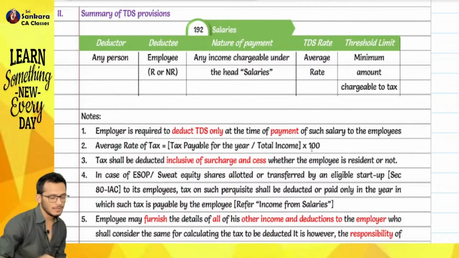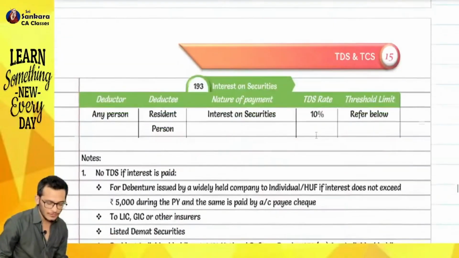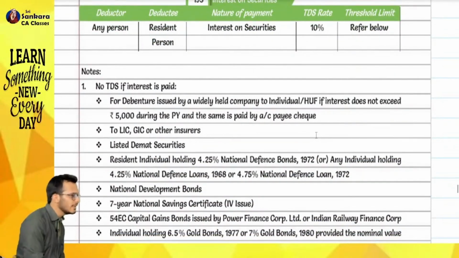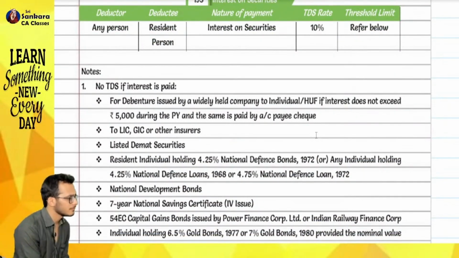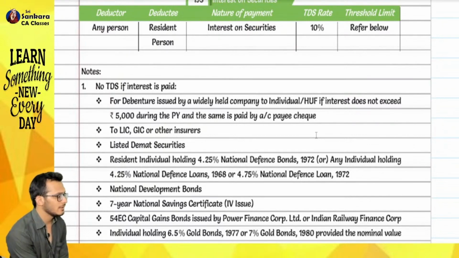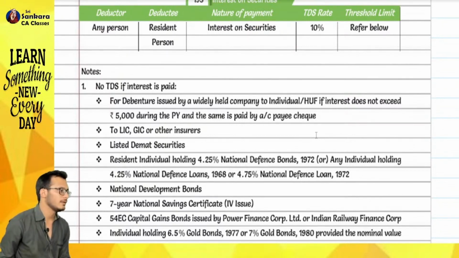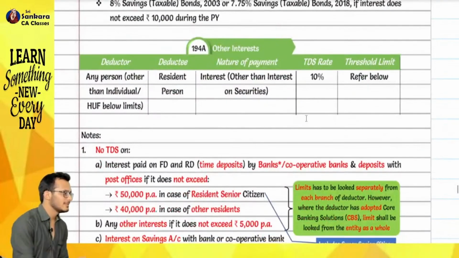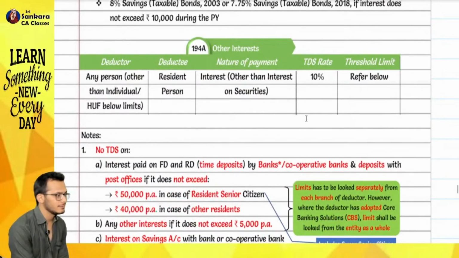Clear? Yes. Next one, 192A over 193. Next is 193. Ignore it from an exam perspective, it is not coming in the exam. Next is 194A. We are starting with the hijacker case.